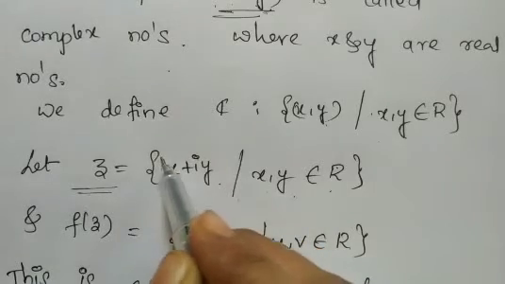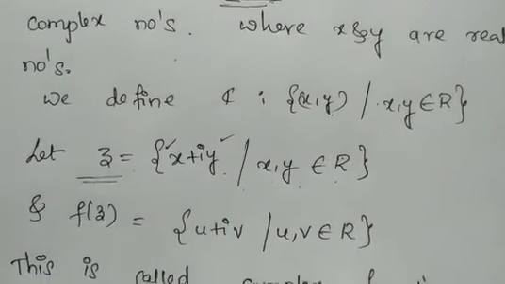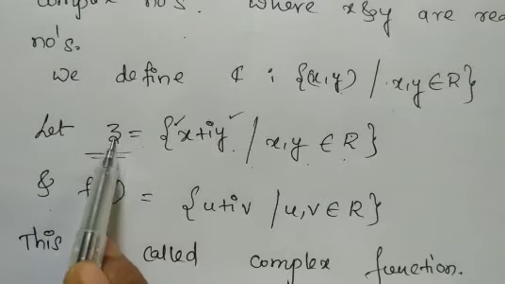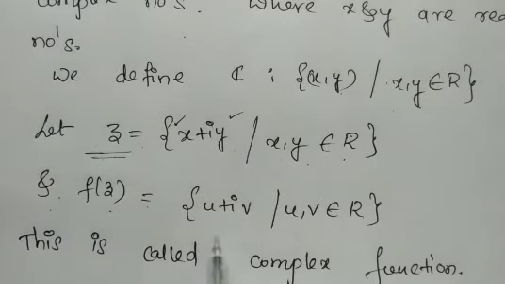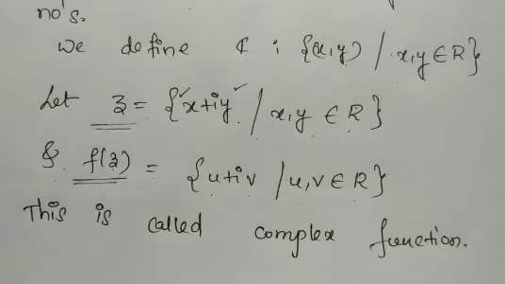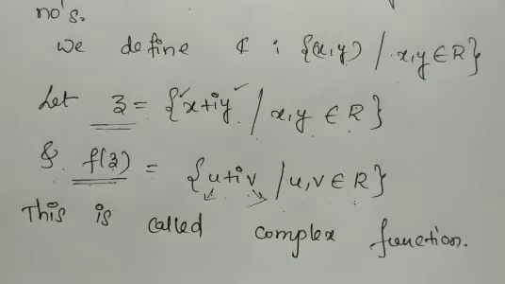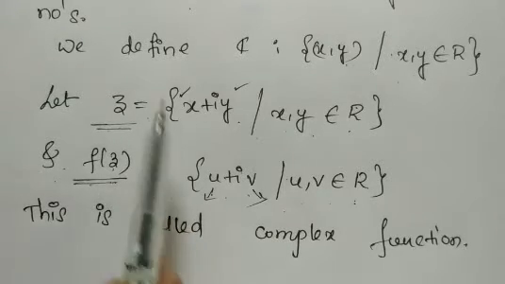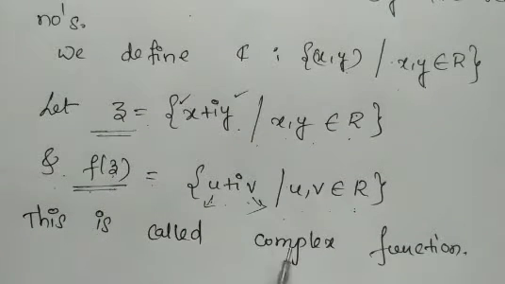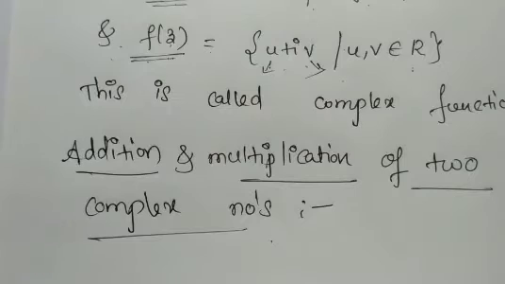Here x is the real part and y is the imaginary part. And the function of z, that is f of z equal to u plus iv such that u comma v belongs to R. So this function is called a complex function. Here u is the real part and v is the imaginary part. Therefore a complex number contains a real part and an imaginary part.